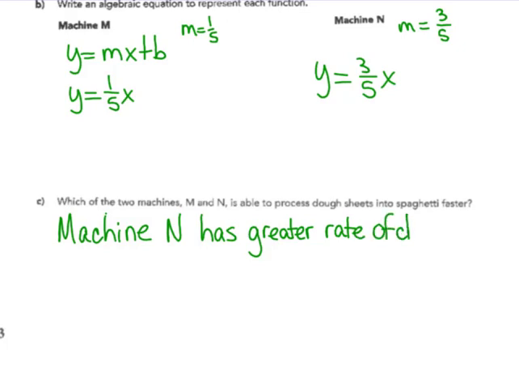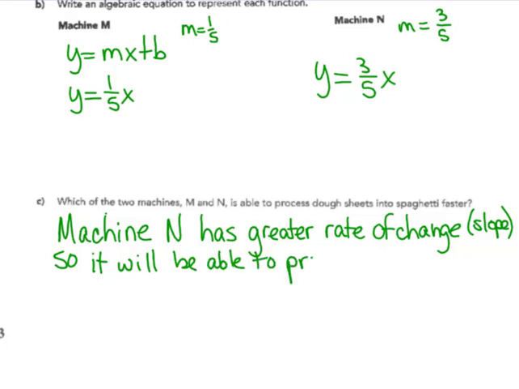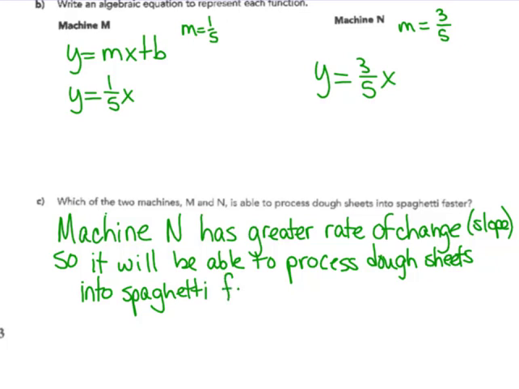Greater rate of change, which we call slope. So it will be able to process dough sheets into spaghetti faster than machine, spell that correctly, I was going to skip the N, than machine M.